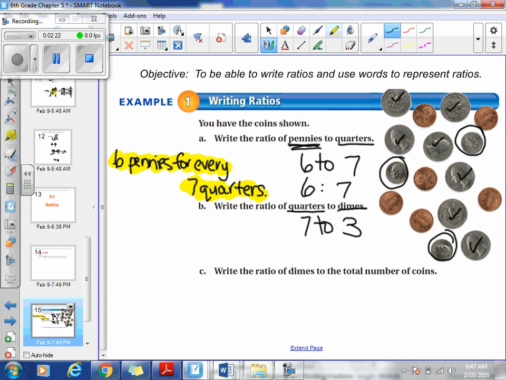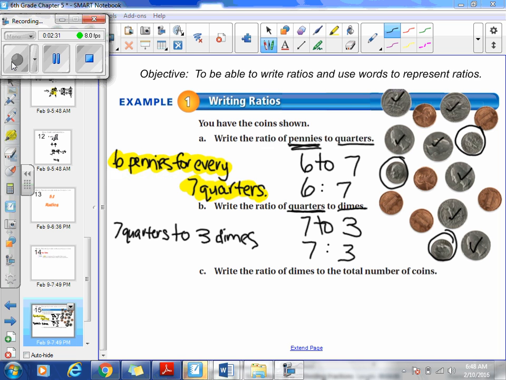Again, if we wanted to say that in words, actually first let's write it mathematically the other way. We could also use a colon, 7:3. Notice the 7 has to come first because quarters came first. In this example, we could say like we did above, but instead of 6 pennies for every 7 quarters, we would say there are 7 quarters for every 3 dimes. Or we could say there are 7 quarters to 3 dimes.